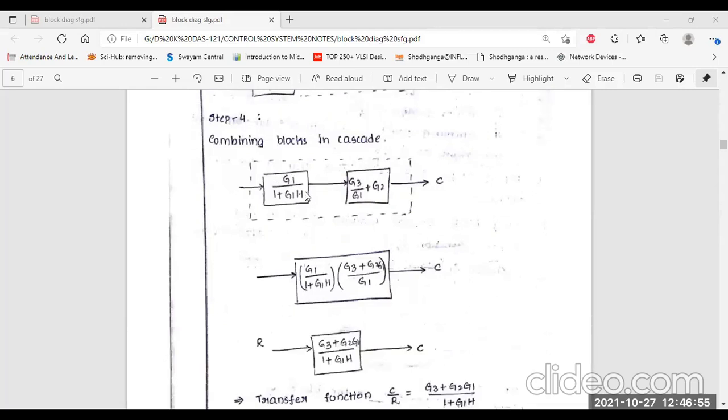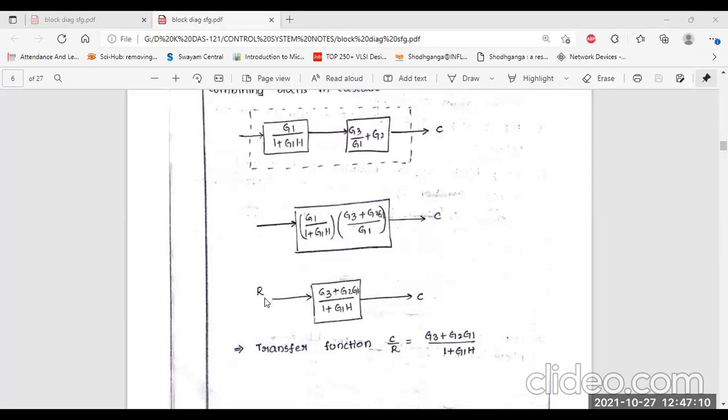So we can easily calculate it from here, G1 by 1 plus G1H. Then also we have to calculate G3 plus G2 into G1 by G1. So these are the required equations. So we can easily write this equation, that is R, that is the input section.